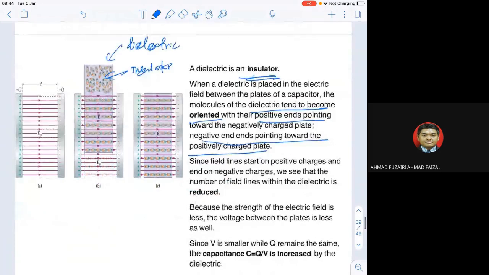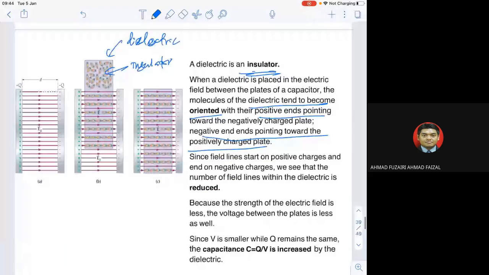It still follows the electric charge behavior. Since field lines start on positive charge and end on negative charge, we see that the number of electric field lines within the electric field is reduced. So first of all, we reduce the number of lines. Let's say on this part, you can see a lot of lines, but when we put the dielectric, now we reduce them. Still there, but we reduce the number of lines.